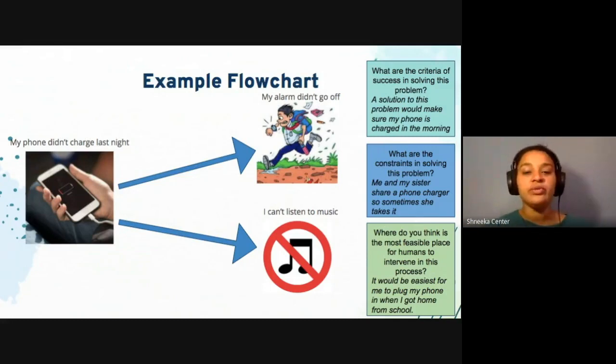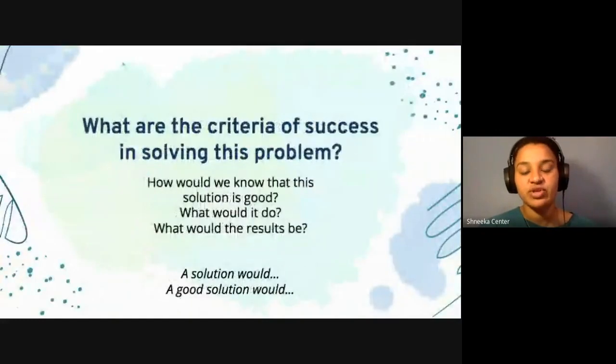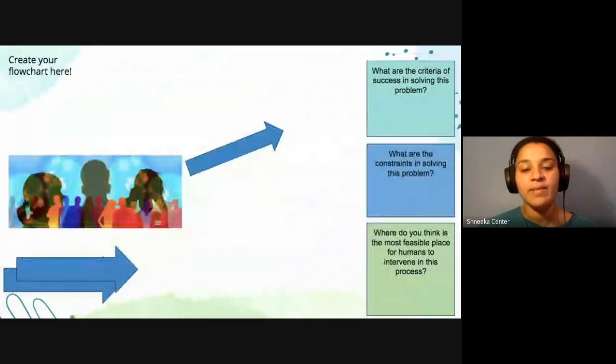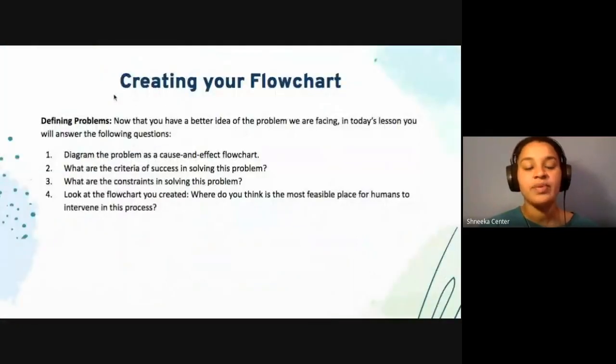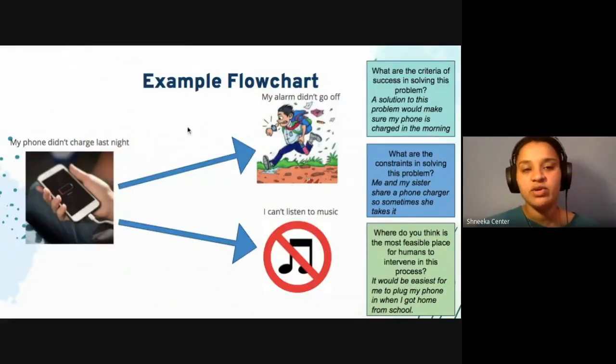So you can refer back to these slides to help you answer these questions. But again, remember that you're defining your problem based on the lessons that we've completed previously. If you have any questions, feel free to reach out to your teacher and have fun creating your flowchart.